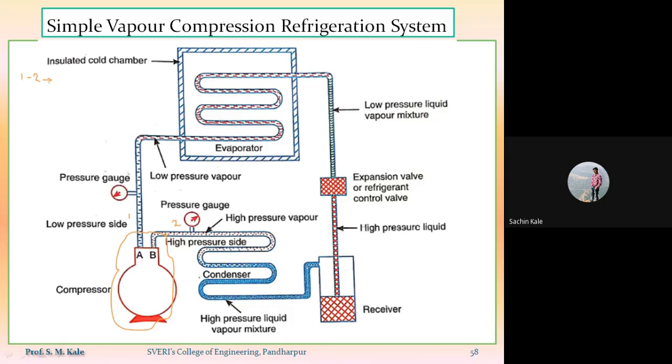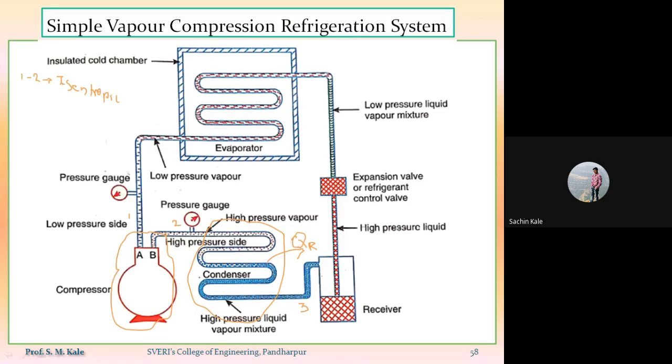Process 1 to 2 is called an isentropic compression process. You have written this. Then the second device is called a condenser. Whatever 2 to 3 process is occurring, it occurs inside the condenser, and this is called a constant pressure heat rejection process.